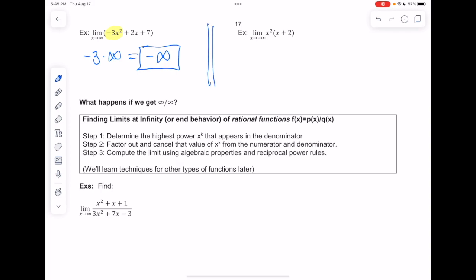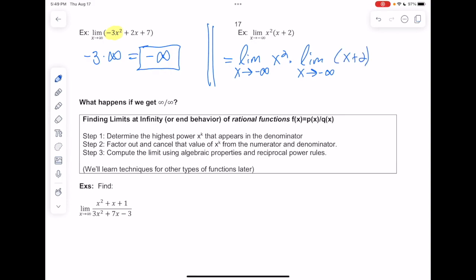And then practicing that one more time. What if we had the limit as x goes to negative infinity of x squared times x plus 2? You could multiply out the expression, or you could split the limit. Let's go ahead and split the limit. Either way would work. So we'll look at the limit as x goes to negative infinity of x squared times the limit as x goes to negative infinity of x plus 2.